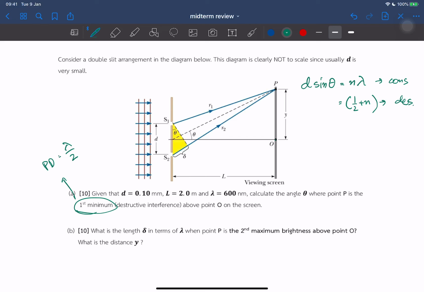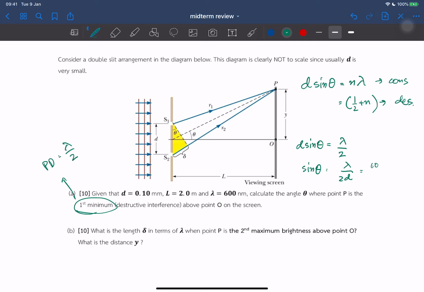If you talk about the second minimum, then it's the second time you have destructive interference. So in that case, PD will be 3 lambda over 2. Okay, that's the second minimum. So the first is lambda over 2. So it's actually pretty straightforward because it's just d sine theta equal to lambda over 2. So sine of this angle is just lambda over 2d. So we actually don't use the variable L at all.